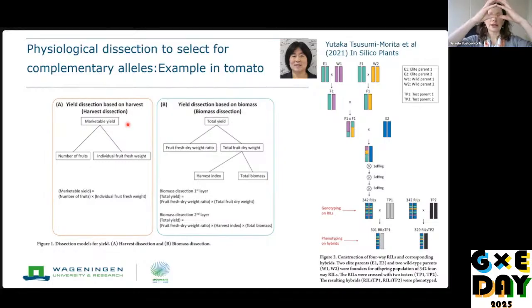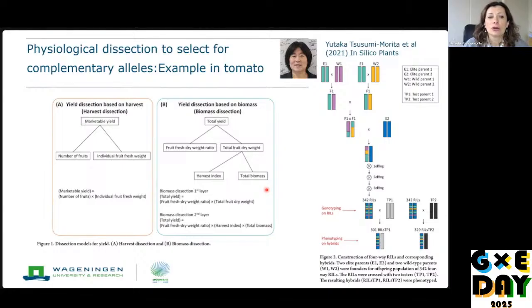We have yield that can be dissected into the number of fruits and individual fresh weight, or we could have another physiological dissection in which we have total yield that is dissected into fruit fresh to dry weight ratio and the total fruit dry weight. So how much fruit biomass there is, and that depends on the harvest index, so how much fruit versus leaf and stem, etc., and the total biomass. And why do we want to do this?